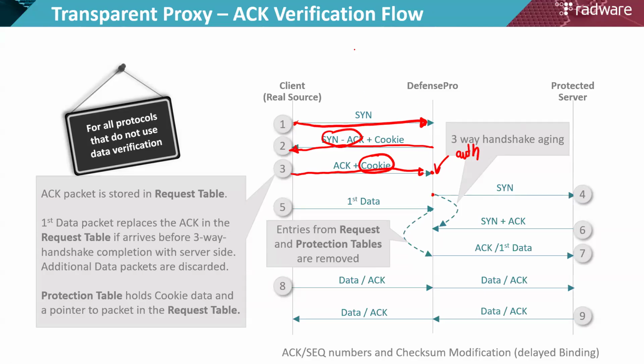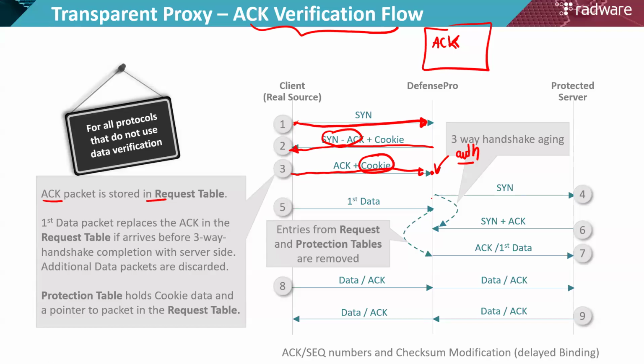Let's have a look at the ACK verification flow. The first ACK packet is stored in the request table. Once we receive the ACK response along with the cookie, we authenticate that the client is legitimate. Now this ACK packet is present in the request table. Once this is done, we can open a connection from the client towards the protected server, which is this part.